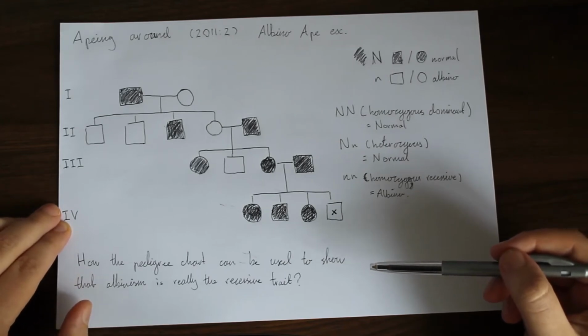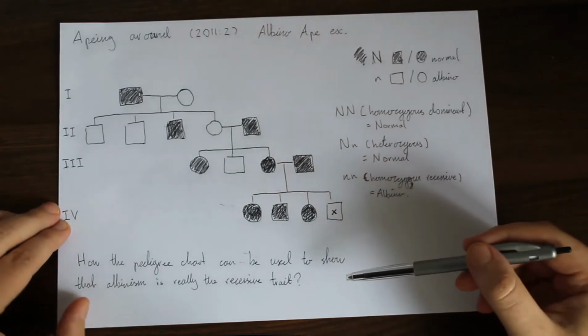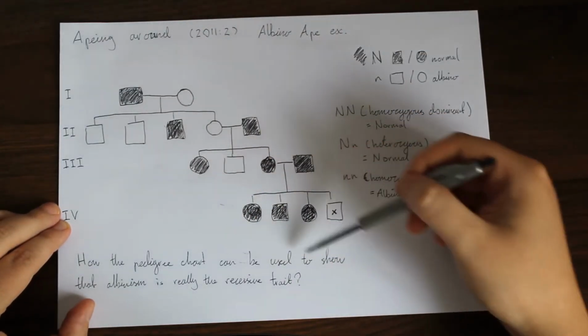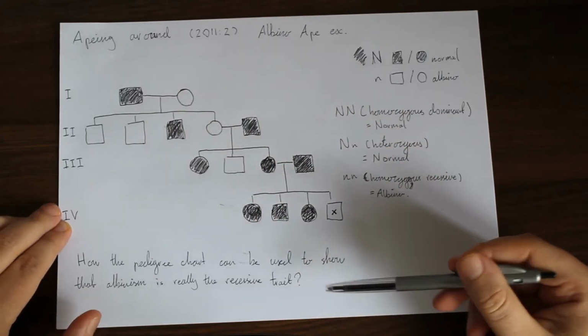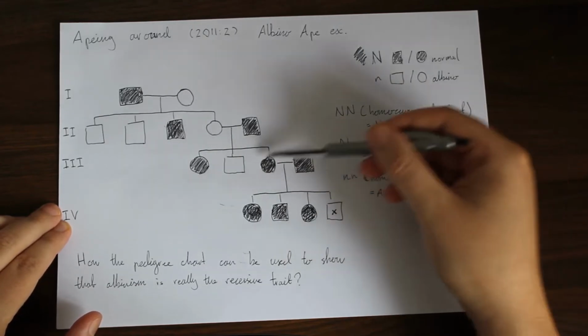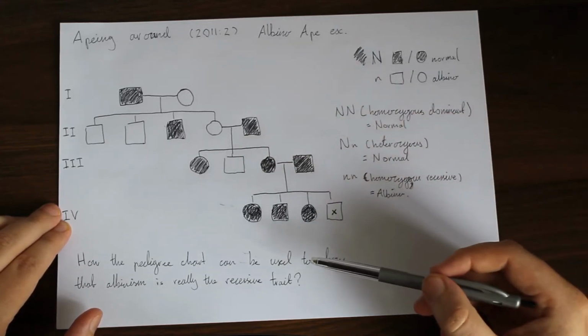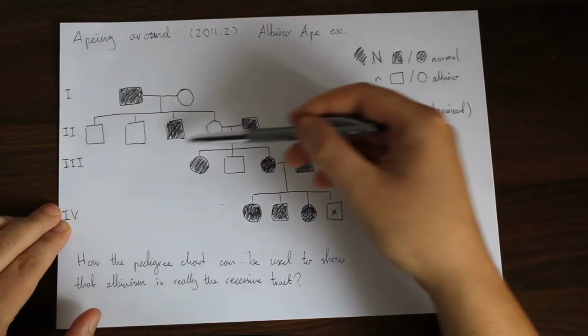Okay, so in the question, 2011 question 2, it asks us, how can we use a pedigree chart to show that albinism is really a recessive trait? Now, we talked about it before, saying that we can use it to tell the genotype or infer the genotype of parents. Okay, so here there's a lot of stuff going on.